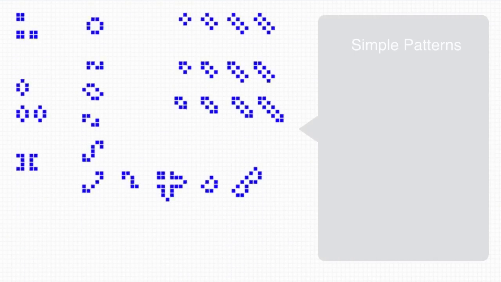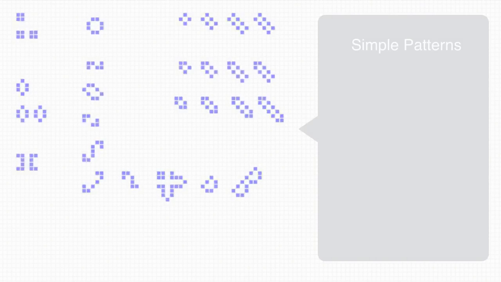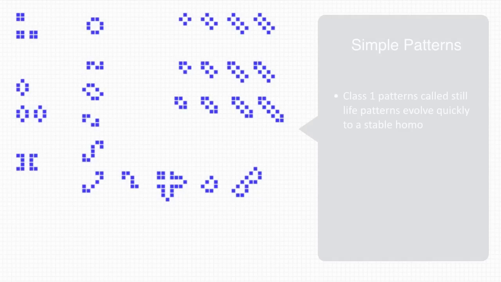So, let's input a starting condition and run the program to see what we get. This pattern is called still life, for obvious reasons. Its product is probably the most simple class of pattern, called Class 1, where nearly all of these patterns evolve quickly into a stable, homogeneous state and any randomness in the initial pattern disappears.